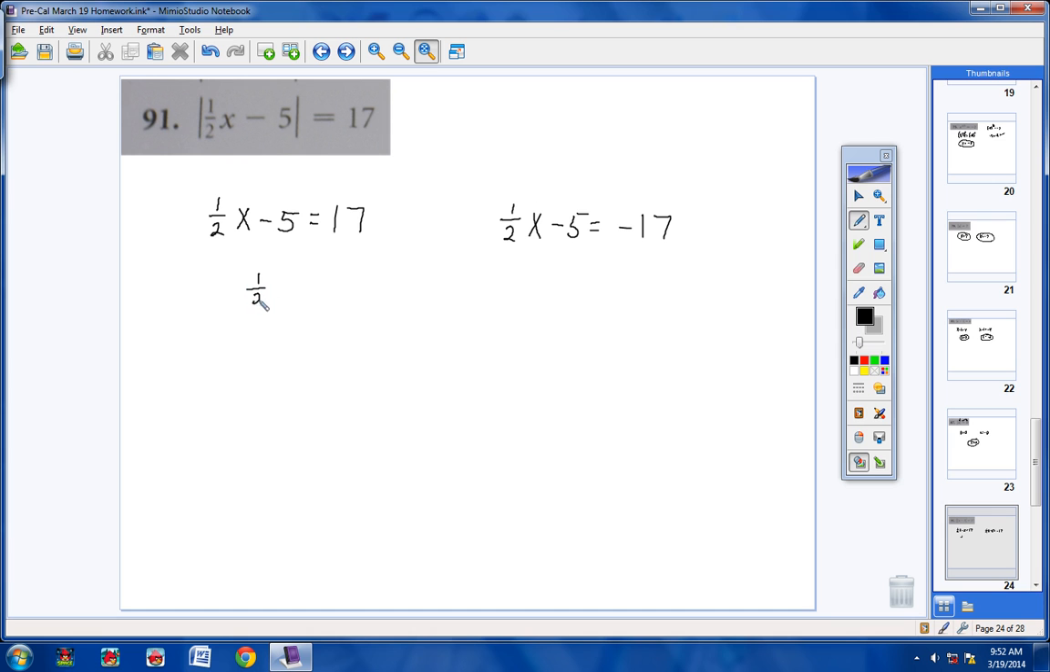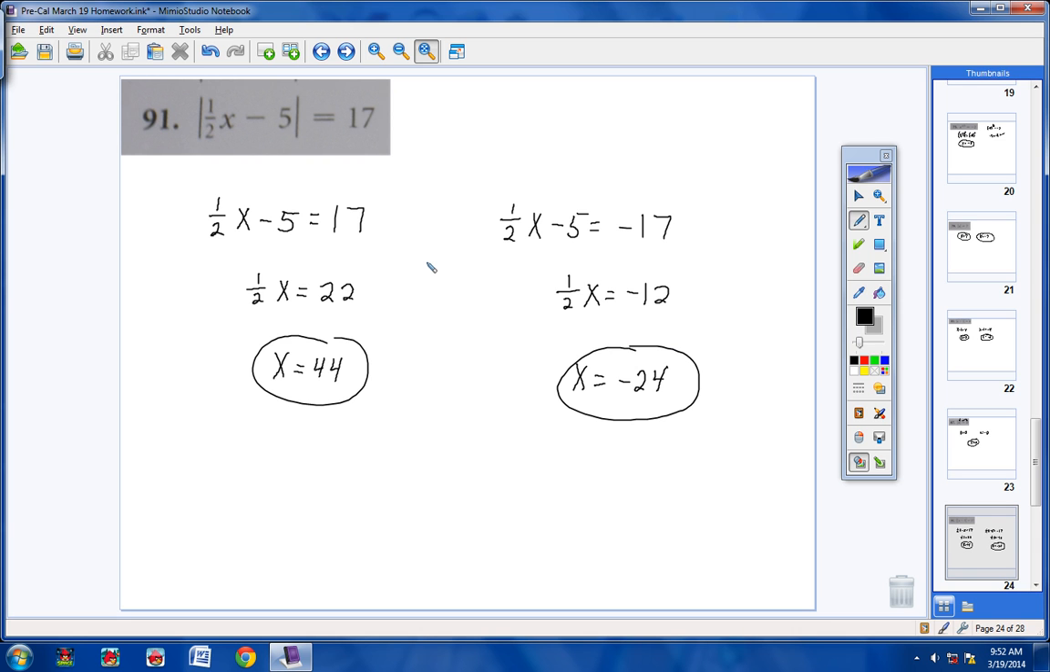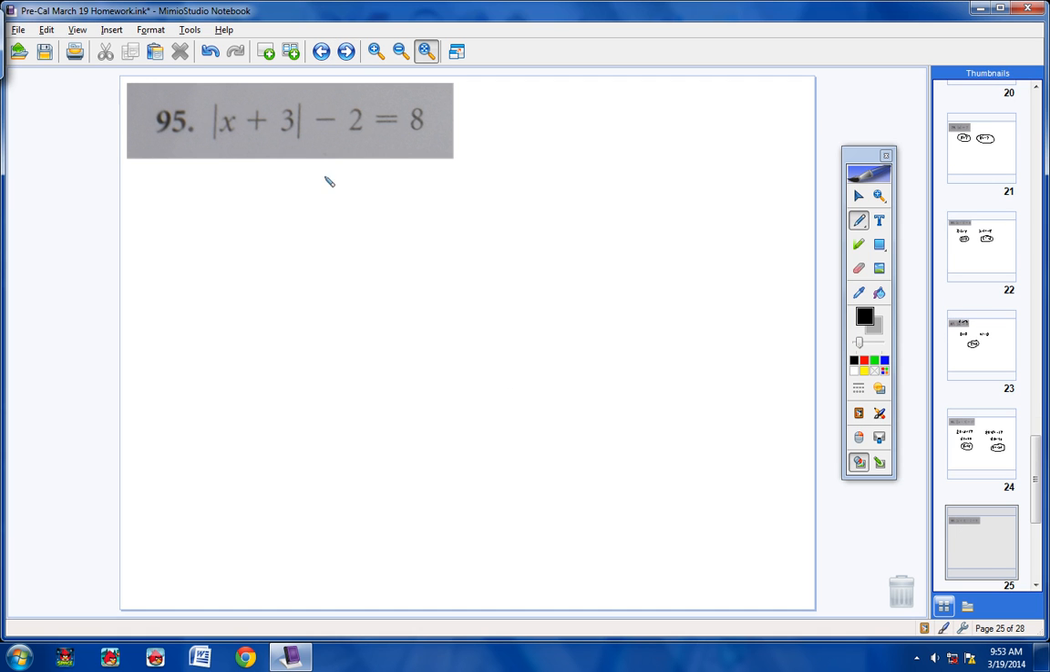So I'm going to bring down my 1/2 x equals, bring the 5 over, make it positive 22. Now divide both sides by 1/2, and you will get 44 for one answer. Okay? Then we come over here and we bring the 5 over and make it a -5, so we're left with 1/2 x equals -12, I believe it would be, and then divide both sides by 1/2, and you will get a -24. So one answer is 44 and one answer is -24. Okay, moving on to number 95.